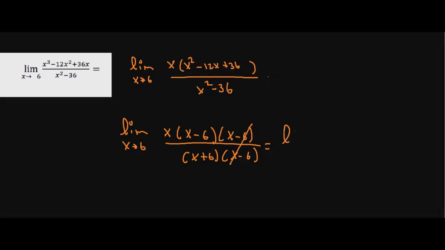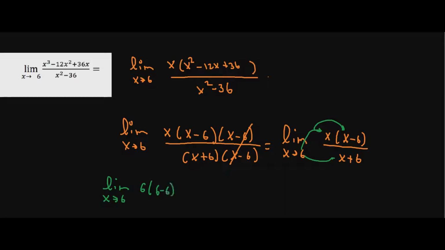And so now we're going to get the limit as x approaches 6, and now we just have this function right here. Now I can officially plug in 6 into my equation. I can take the 6 and plug it into wherever I see an x. And so I'm going to get the limit as x approaches 6 of 6 times (6 minus 6), all divided by 6 plus 6. Well, I'm going to get 6 times 0, all divided by 12. And if you notice, this is okay. We're going to get 0 divided by 12, which is indeed 0.